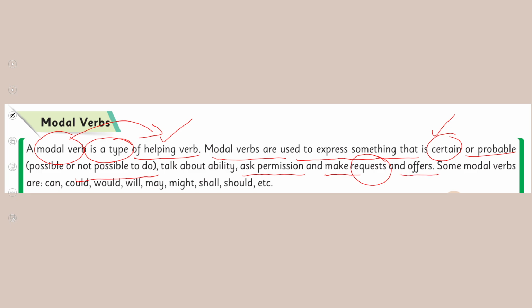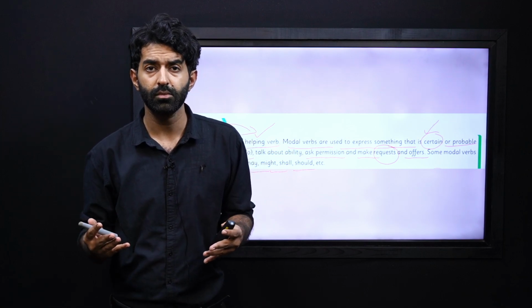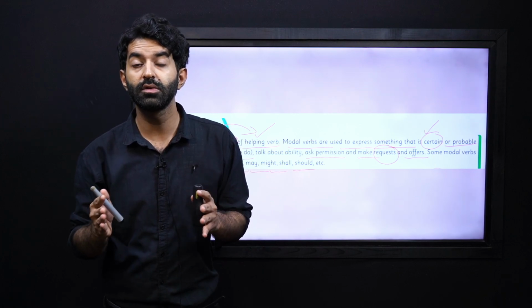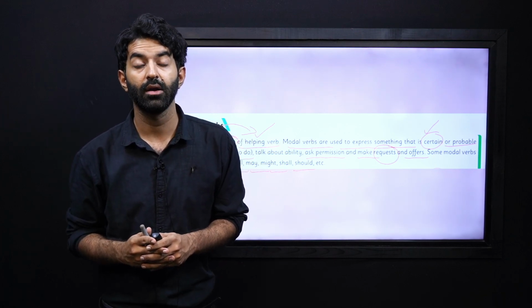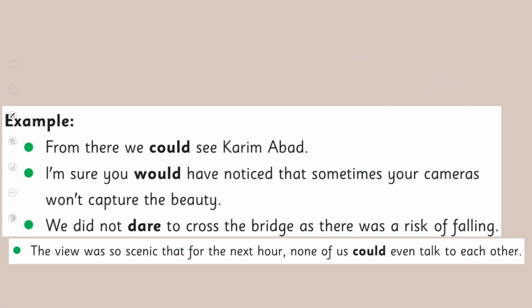Some modal verbs are can, could, would, will, may, might, shall, should, etc. There are also modal verbs like need to or ought to. Now, we need to understand how we are going to use these modal verbs correctly and accordingly. Now, here you have some examples.